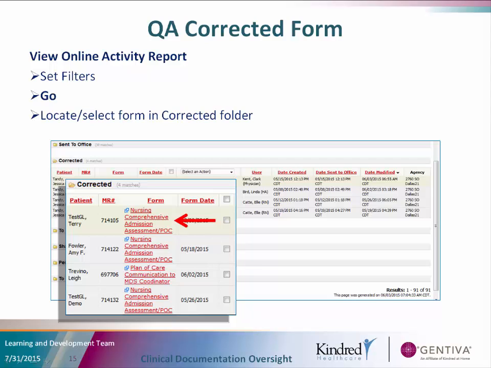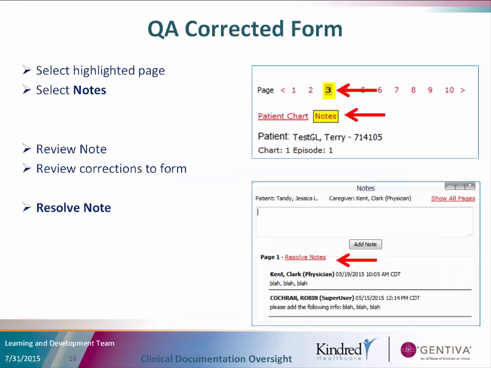To continue auditing the assessment, locate it in the corrected folder and open it by selecting the form title or the blue arrow. Once the form opens, navigate to the highlighted page and select the highlighted notes link. Review the clinician's response, review the form itself for correction, and select the Resolve Notes link to close and finalize the correction note.